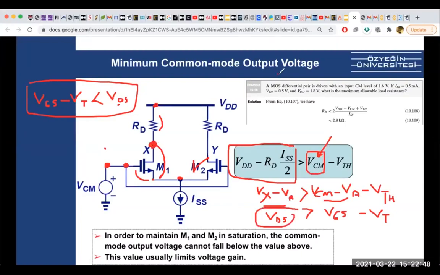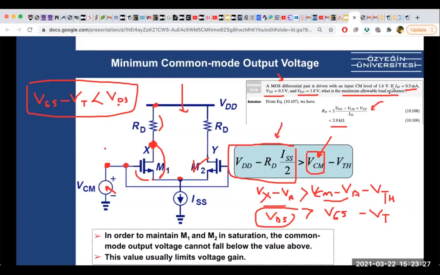So for instance, there is a question here. A MOS differential pair like this has an input common mode level of 1.6 volts. So it's saying that VCM is 1.6. The current is 0.5 milliamps. VT is 0.5 volts. VDD is 1.8 volts. What is the maximum allowed load resistance? Just applying this, we rewrite RD, and you can see that we can find RD.